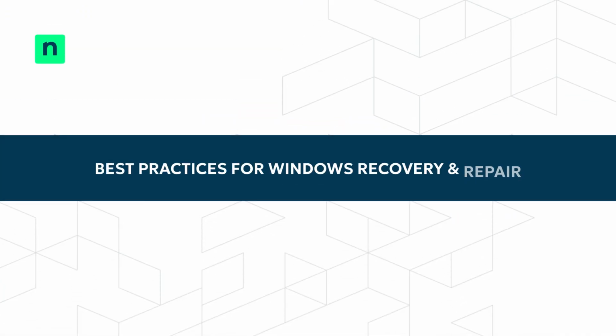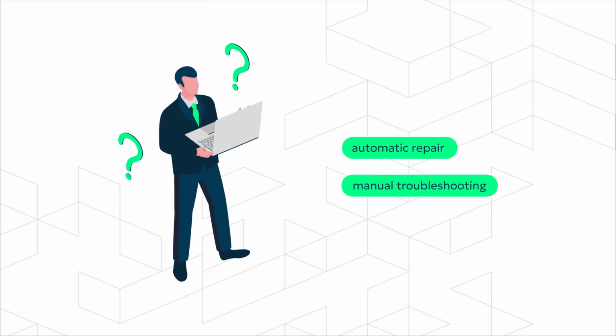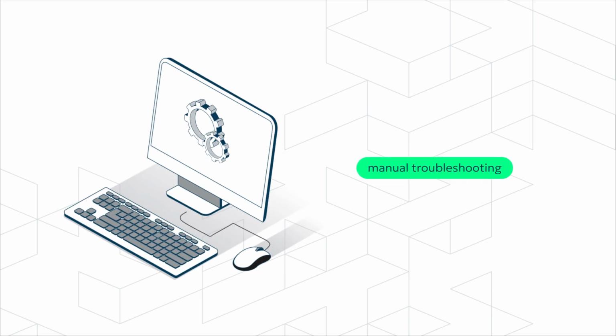Best practices for Windows recovery and repair. Here are some of the best practices to remember. When to use automatic repair versus manual troubleshooting. Use automatic repair for quick fixes to boot issues, especially if you're short on time or unsure of the cause. Opt for manual troubleshooting if repairs fail repeatedly, or you're dealing with hardware-related issues or custom system configurations.